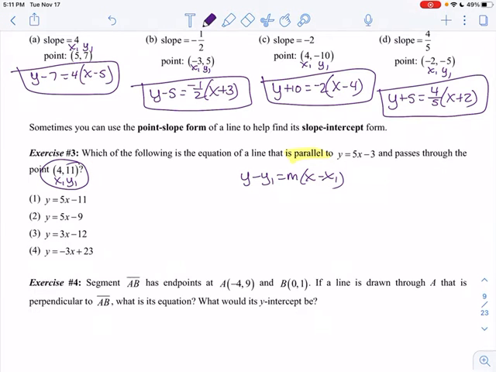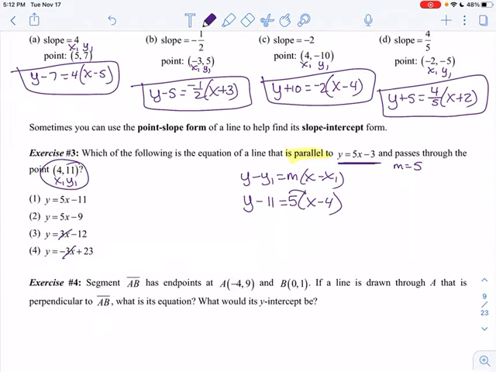And I need a slope. They didn't give me the slope, but they gave me information about the slope. It's parallel to that line. Parallel lines have the same slope, so my slope is just 5. So y minus 11 equals 5, parentheses x minus 4. Now, this is my answer, but the problem is it doesn't look like any of those answers that are right there. I know the slope is 5, so I can get rid of choice 3 and choice 4, but I don't know if it's choice 1 or 2.